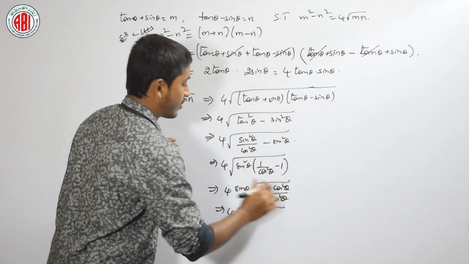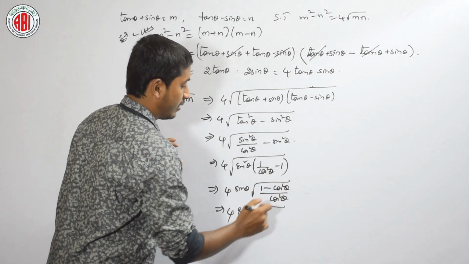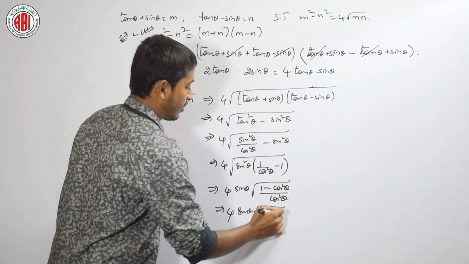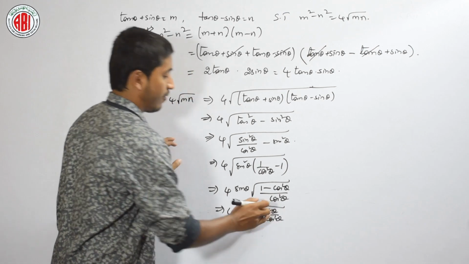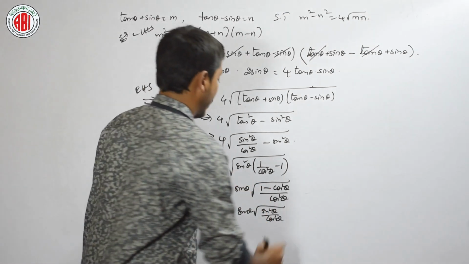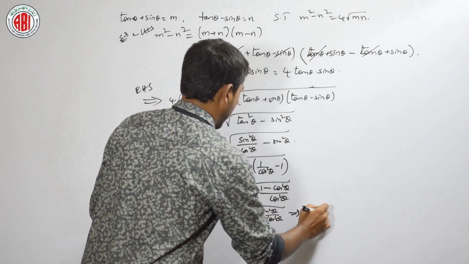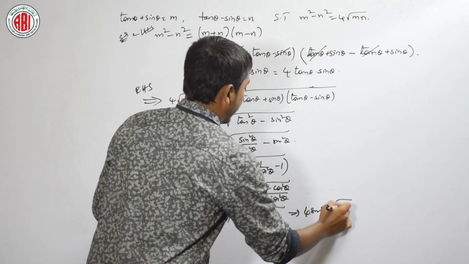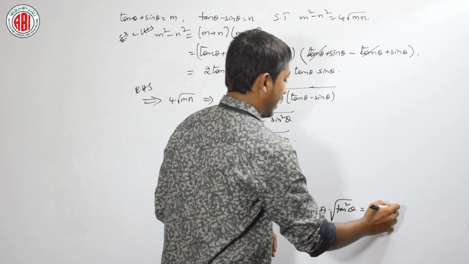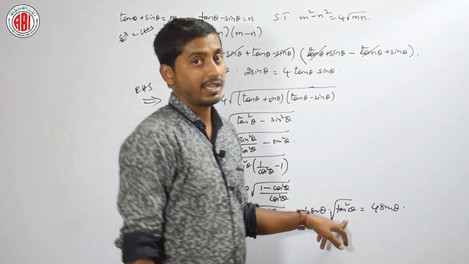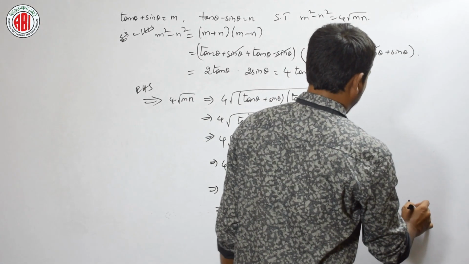What is 1 minus cos square, which is nothing but sine square theta. The denominator is cos square theta. What is sine square by cos square? Which is nothing but tan square theta, that is under root tan square theta, which is nothing but 4 sine theta into under root tan square theta is nothing but tan theta.